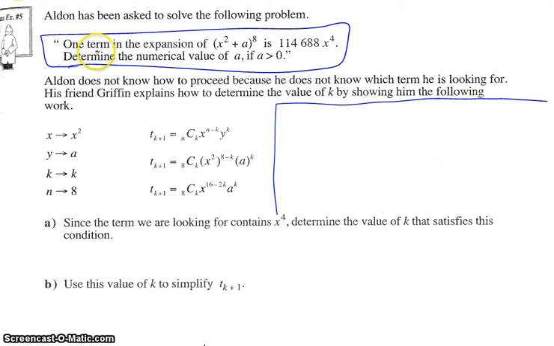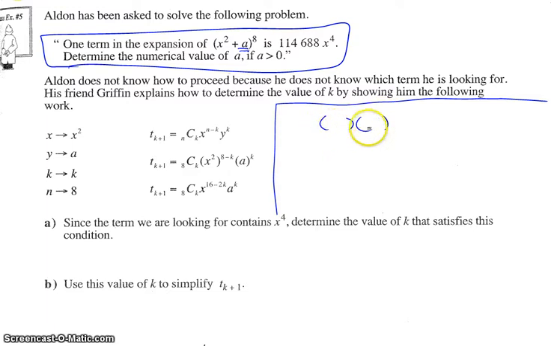So the question says, one term in the expansion of x squared plus a to the 8 is 114,688x to the 4. Determine the numerical value of a if a is greater than 0. So in other words, we don't know one of the terms. Okay, so what we do is we're not going to expand the whole thing, because there would be 9 terms and that would be a lot of work. So we're just going to simply do one term.